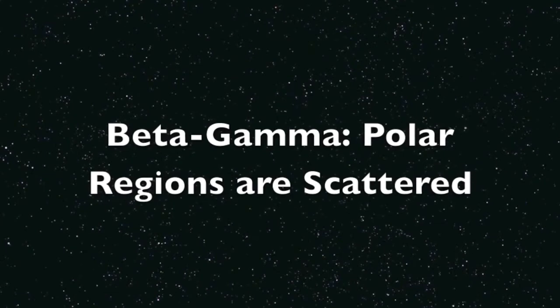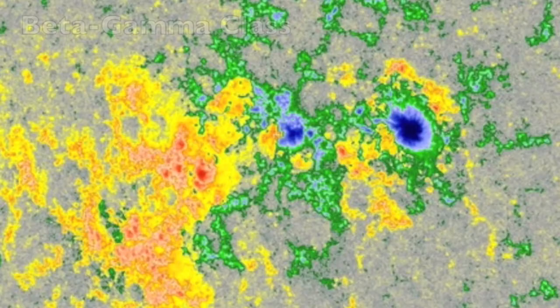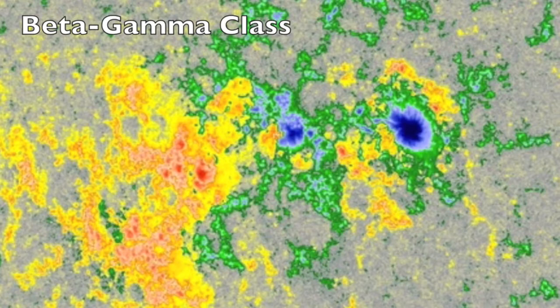Within beta-class sunspots is a class called gamma, where the sunspots are scattered such that the same polarity spots are not grouped together and could not be separated with one continuous line. Here you see sunspots of opposite polarity scattered about amidst a field of opposite polarity.